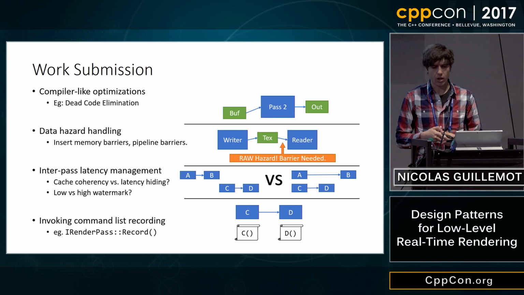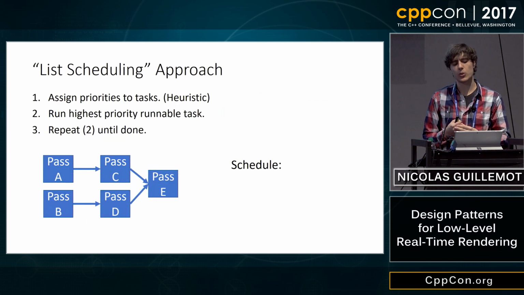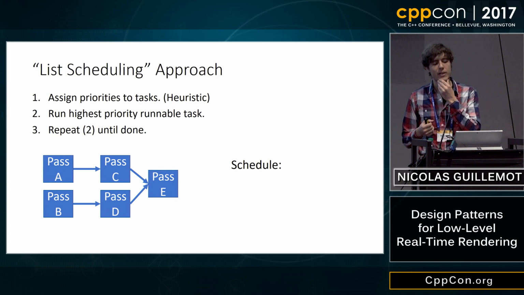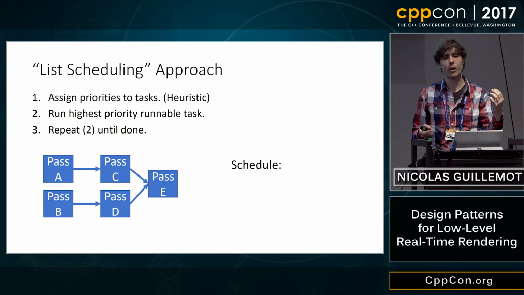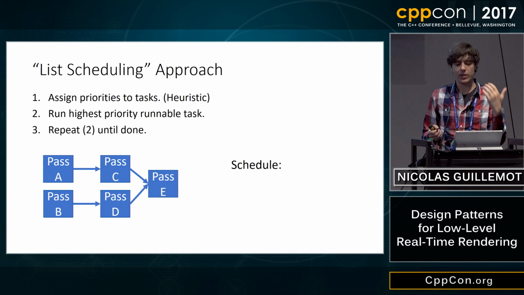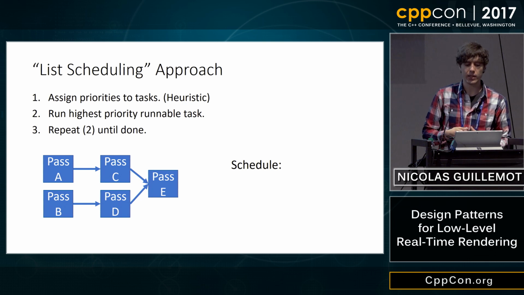Now, I want to get a little bit more concrete about the algorithms that you can use to schedule this work. The closest thing I could find to describe this algorithm is so-called list scheduling. This is a very simple algorithm. The algorithm itself is simple, but the heuristics are the tricky part. The algorithm is something like: allocate priorities to all the tasks, and then in a loop, take the highest priority task that you can actually run and schedule it, and repeat that until you've hopefully scheduled everything.